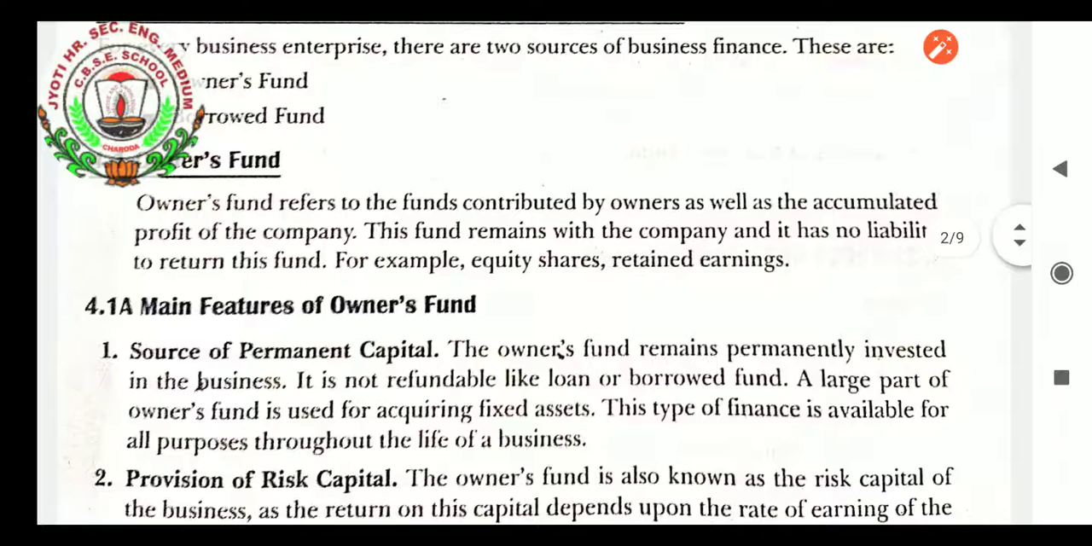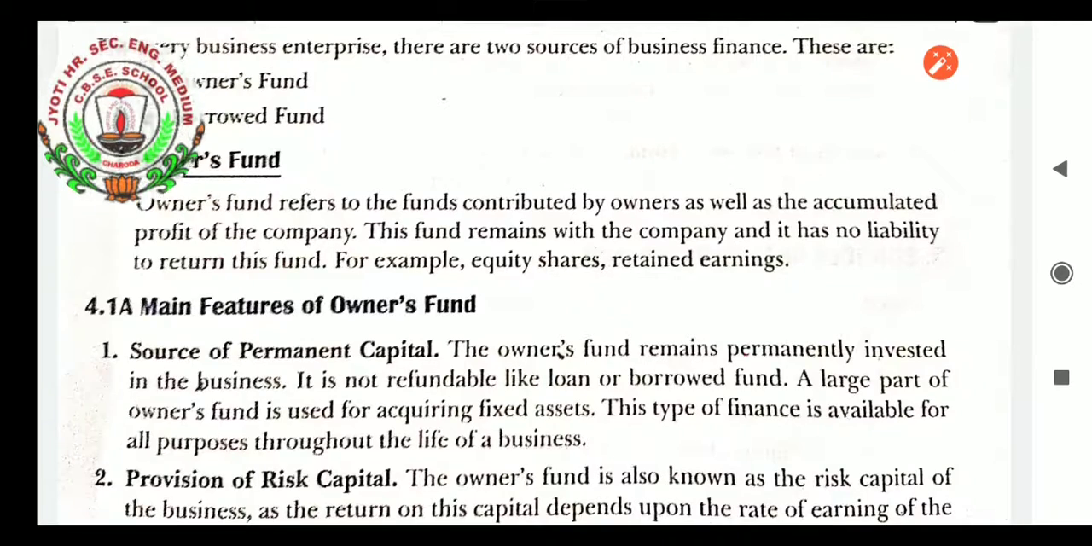Now we will learn all the owners funds one by one. Before that, we will learn the main features of owners fund. The main features are as follows. Very first, source of permanent capital. The owner's fund remains permanently invested in the business. It is not refundable like a loan or borrowed fund. A large part of the owner's fund is used for acquiring fixed assets. This type of finance is available for all purposes throughout the life of a business. That is known as a source of permanent capital.